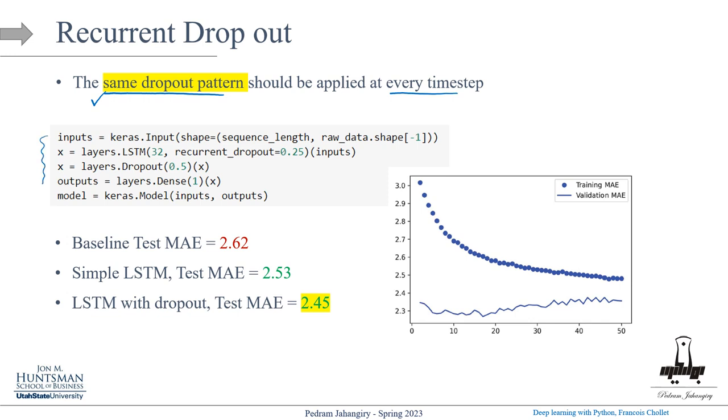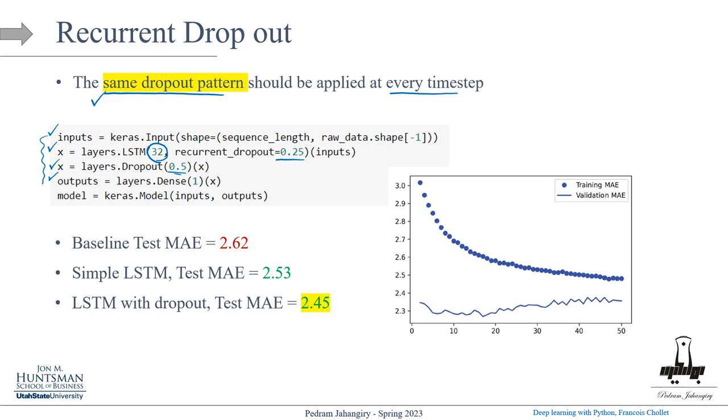So again, the input chain is pretty much the same. We're adding this LSTM. Now we have the luxury to increase the number of nodes in the LSTM because we don't need to rely on the network size for regularization, right? So then we are going to say, okay, let's use a recurrent dropout of 0.25. And we can add an ordinary dropout here. And then we can add on top of it the dense layer, and then finally create the model.